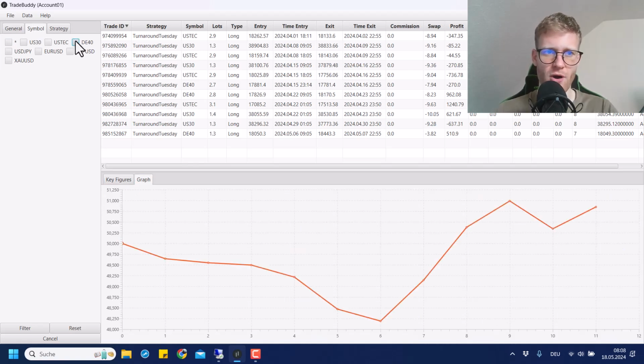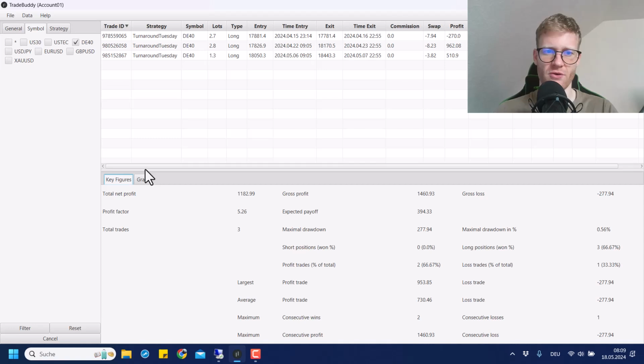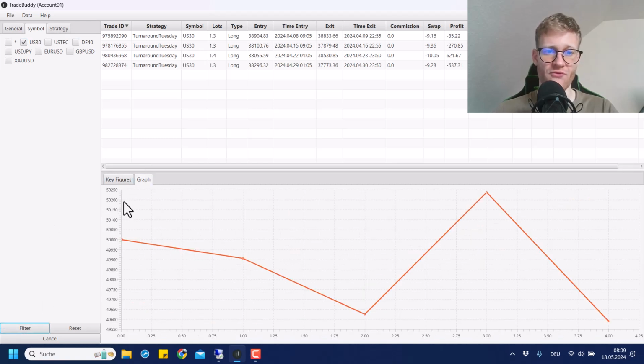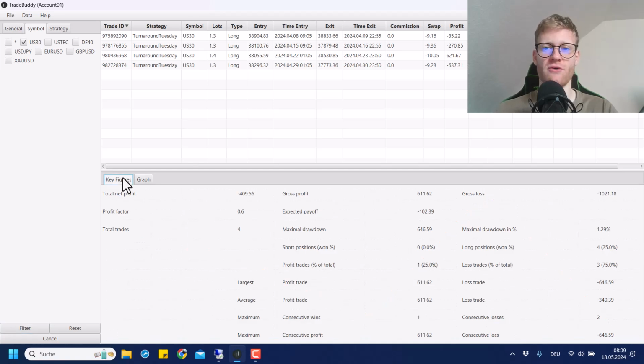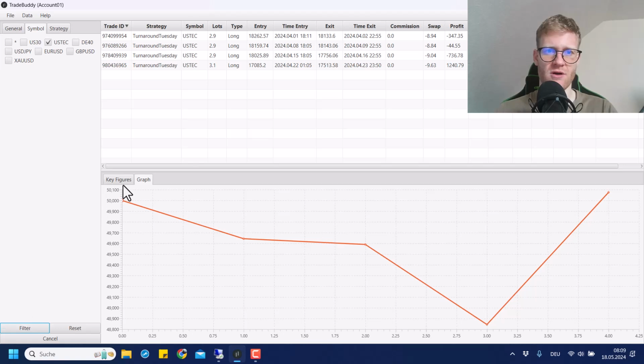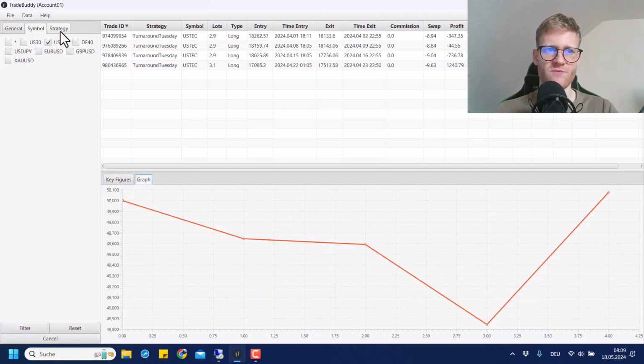Let's quickly jump over the single symbols. So 3 trades in DE40 so far with a nice profit of 1K. Then we have US 30. Here we saw 4 trades with a loss of 400 euro. And then US tech, here we saw 4 trades with a small profit of 75 euro. So it's not too interesting. The Turnaround Tuesday strategy is the strategy that makes the least trades.